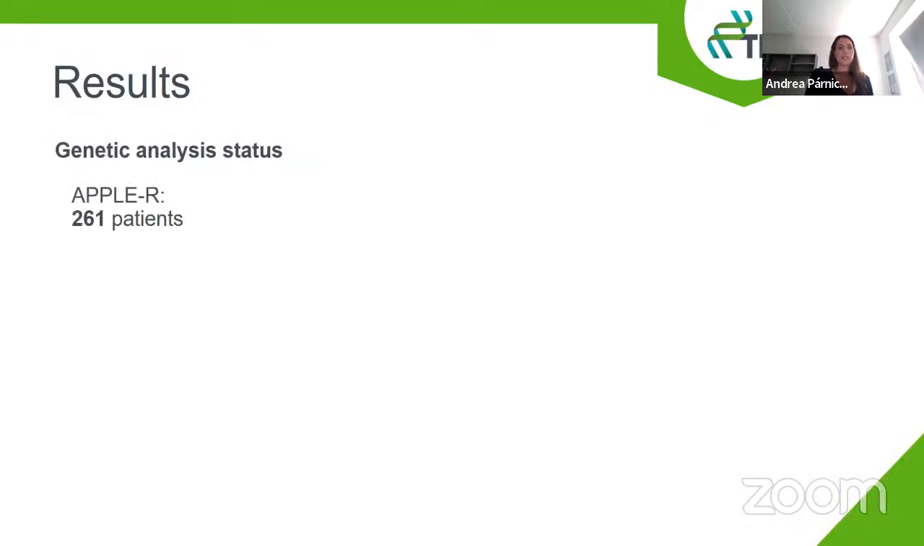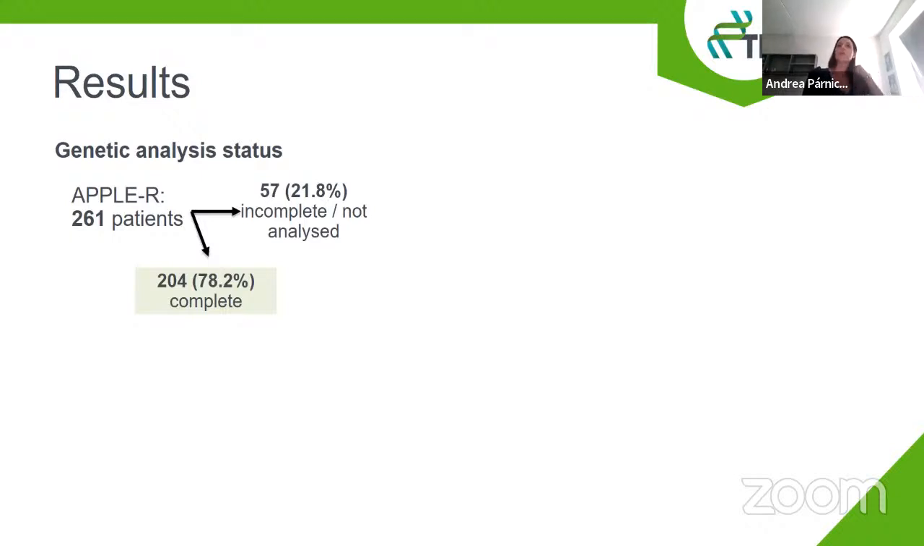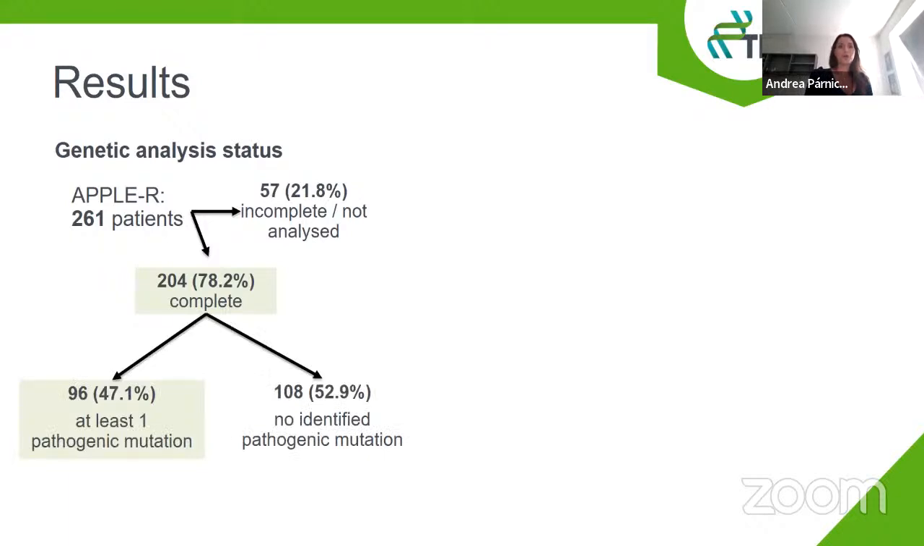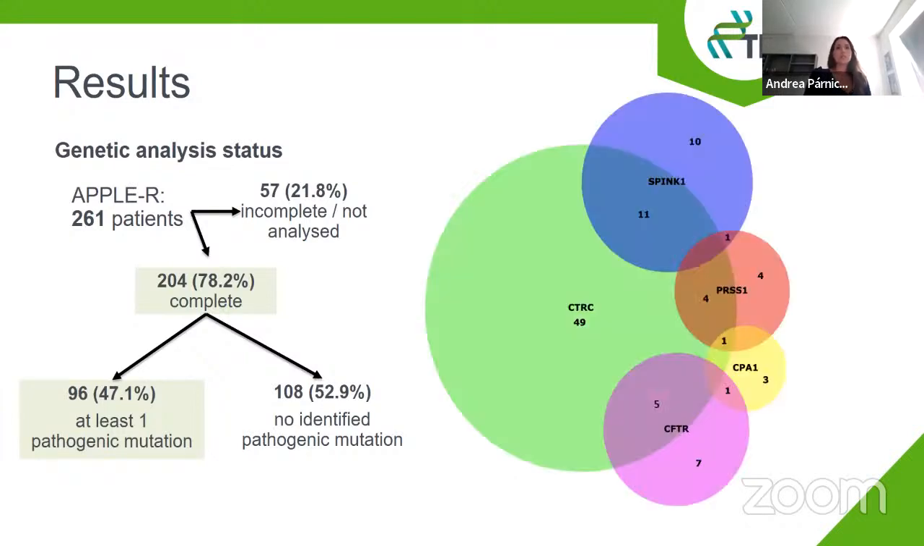From 261 enrolled patients, genetic analysis is complete in more than 200 cases. In the remaining 57, the genetic analysis is incomplete or not yet analyzed. From the tested group, almost half of them have at least one pathogenic mutation. On this figure, you can see the breakdown of identified risk-increasing mutations according to the affected genes. The size of the circles corresponds to the number of individuals.